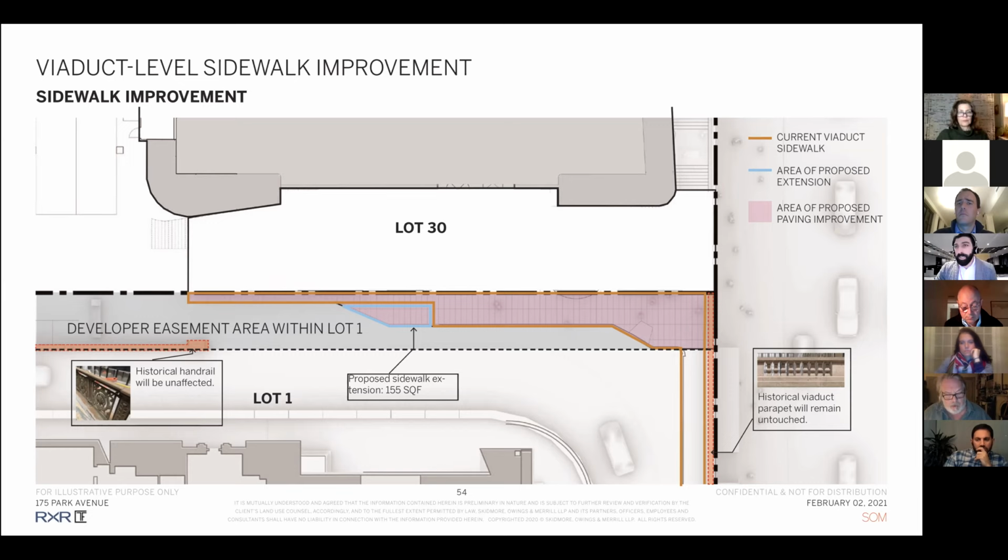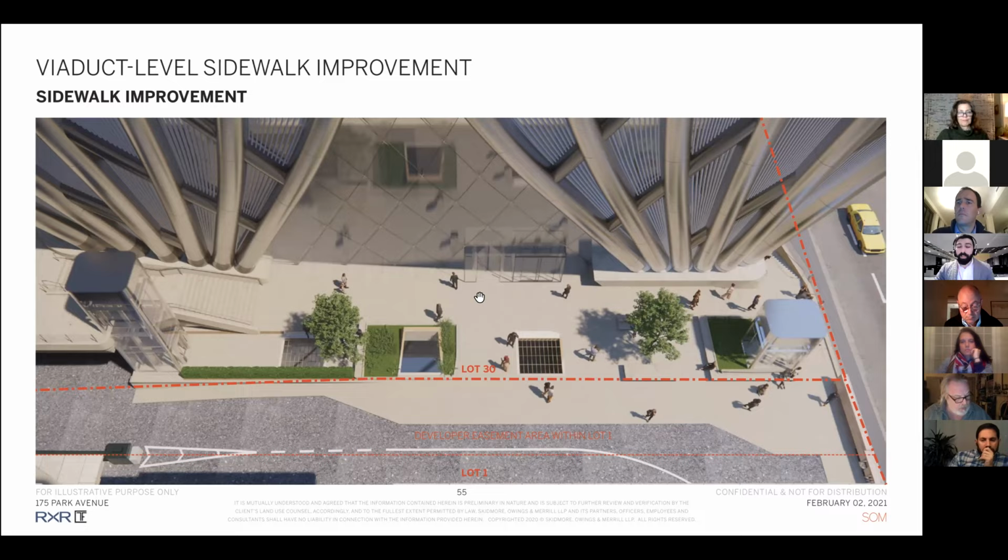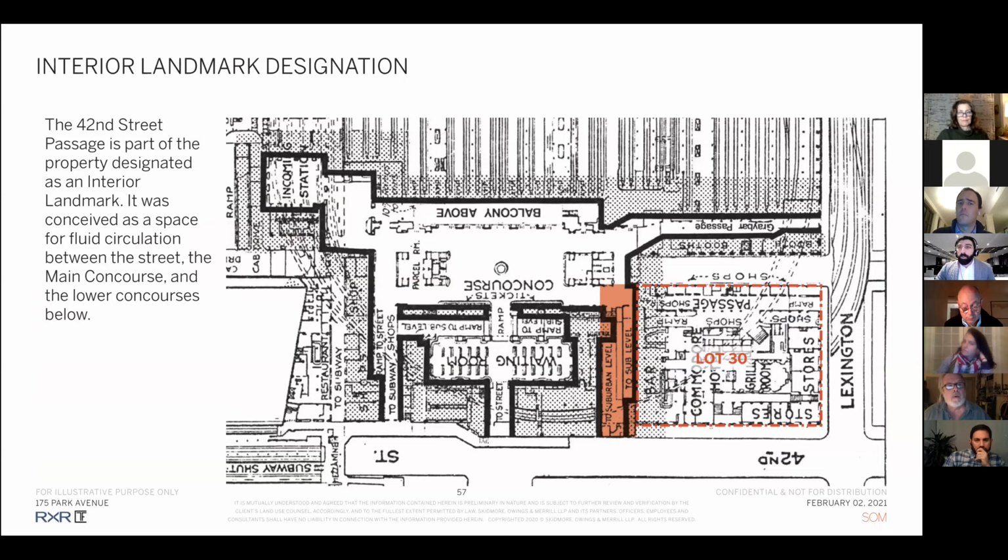This is a quick bird's eye view of that area that we can return to if it proves to be helpful. I'm going to go through the second portion of this, which is interior changes to the retail areas within the 42nd Street passage. On this side, you see the plan from the interior designation, from the designation of the interior landmark within Grand Central. And in red, you see the zone that we're discussing today, which is just adjacent to Lot 30 and is currently called the 42nd Street Passage.